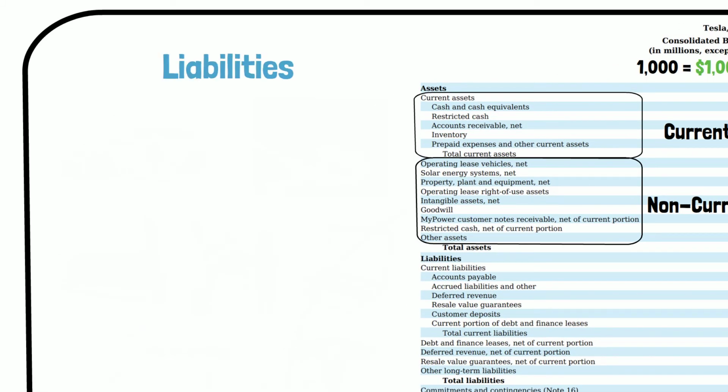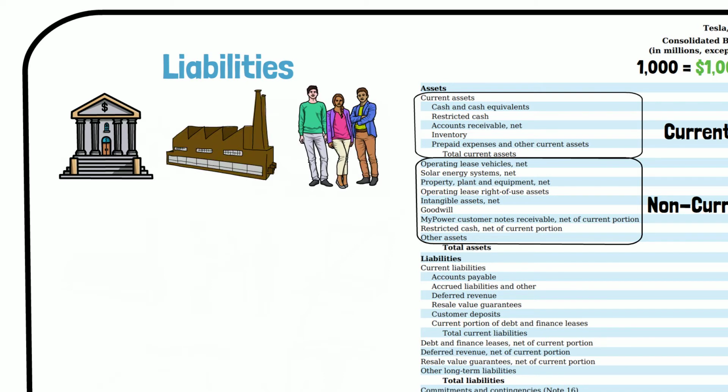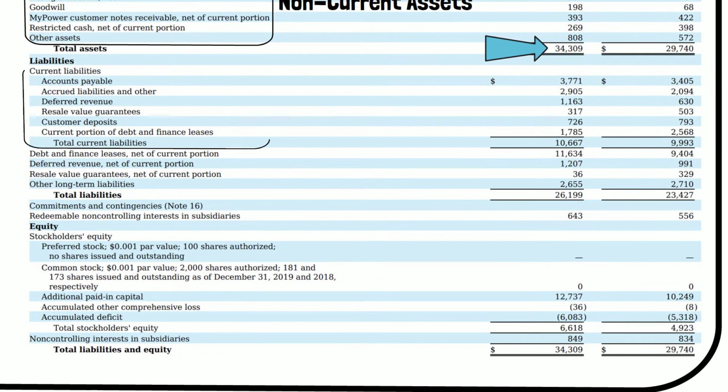Liabilities are the debts Tesla owes to creditors. Debt can take many forms and can be from banks, suppliers, or even customers. Just like current assets, current liabilities are expected to be paid within the next year.